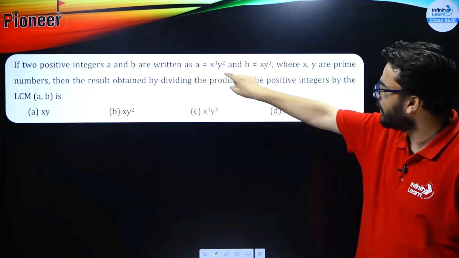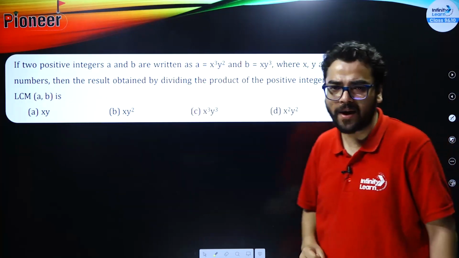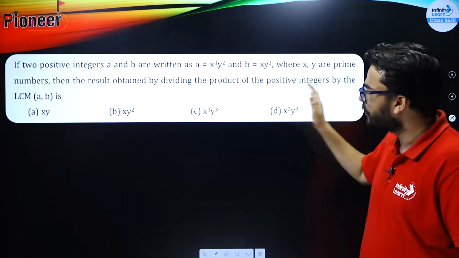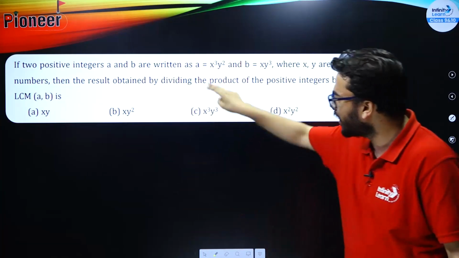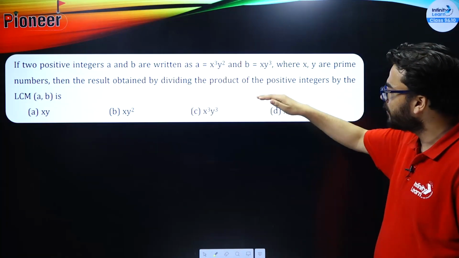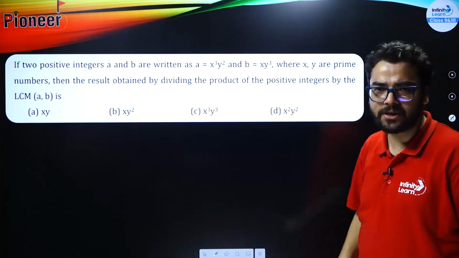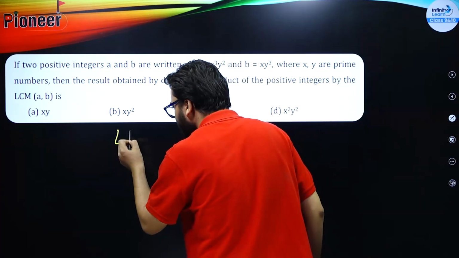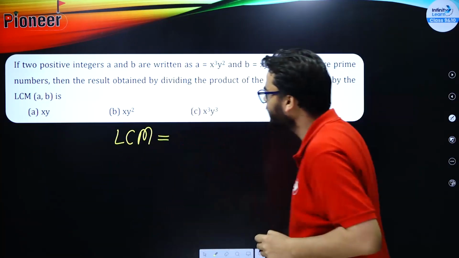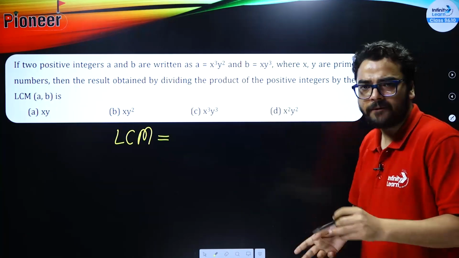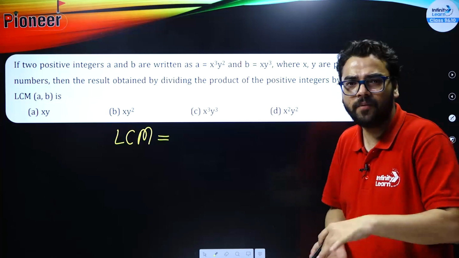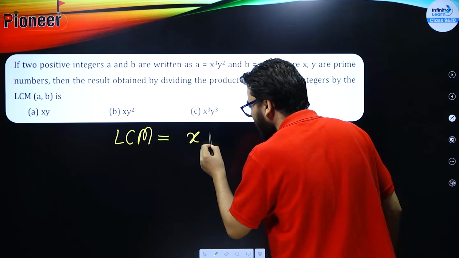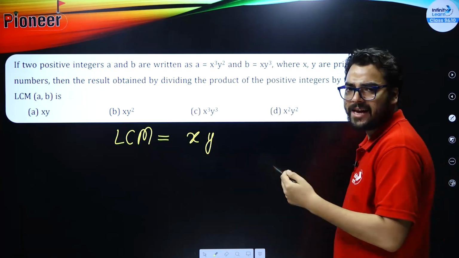You see, if you have got two numbers, A is equal to x cube y square and B is equal to xy cube, where x, y are prime numbers already. They are already given in the prime factorized form. Then the result obtained by dividing the product of the positive integers by their LCM. So first thing is we can find their LCM over here. So LCM will be what, guys? The first thing is we have to write the prime factors involved in both of them. You don't have to talk about only common factors, right? So x and y is already there. And then you have to take the higher power of it.